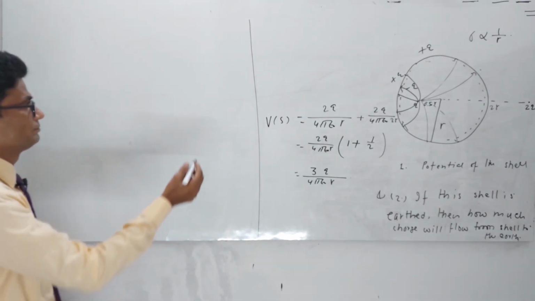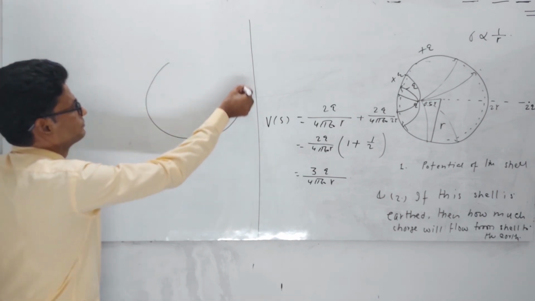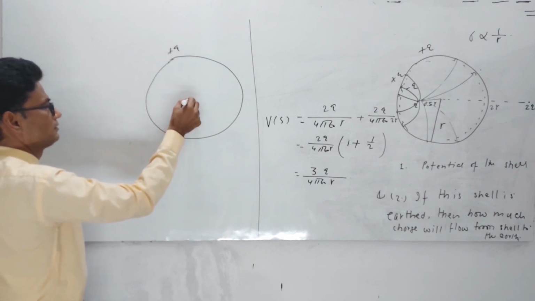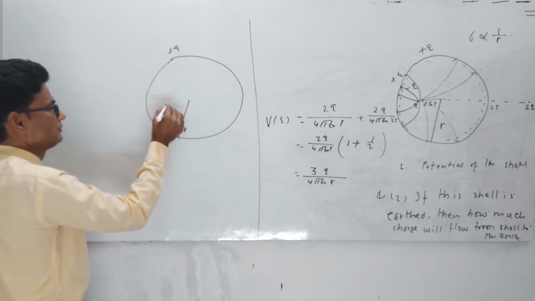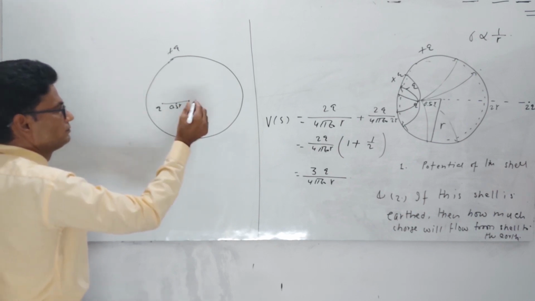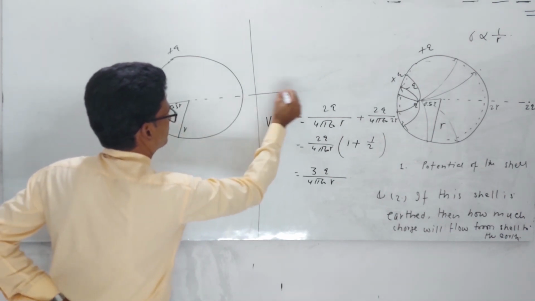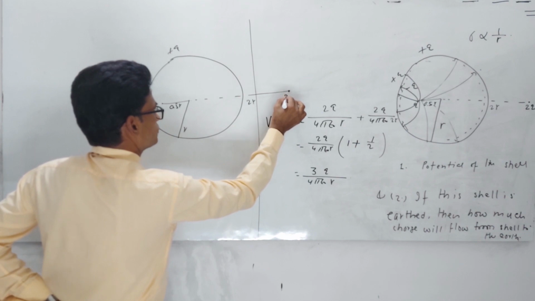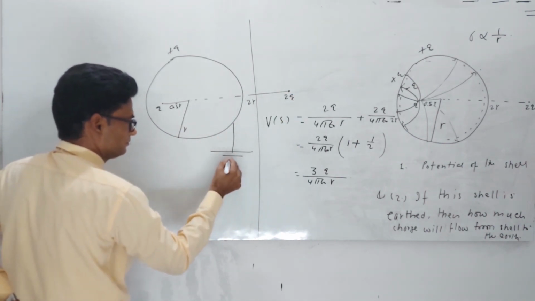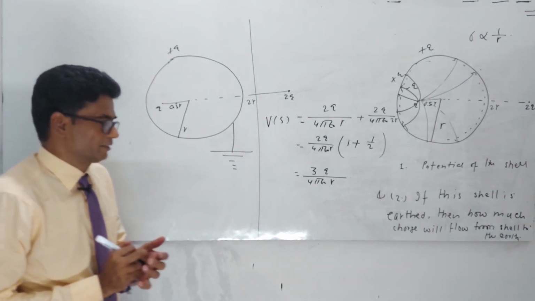Look at here now. Plus q is at the center, radius r, plus q at 0.5 r, and 2r. We take anywhere, say here, at 2r, 2q charge. Now this shell is earthed. Look at here.